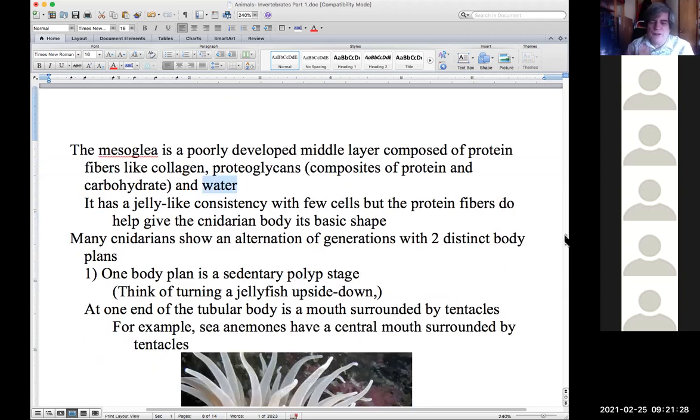Now, cnidarians are unusual in the sense that they have a life cycle that, at least in most species, involves something that we call an alternation of generations. And when we have an alternation of generations, we have two distinct body plans or body forms, sometimes more than two in a few unusual cases.